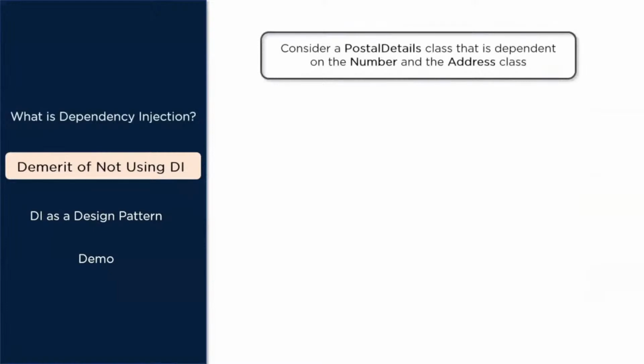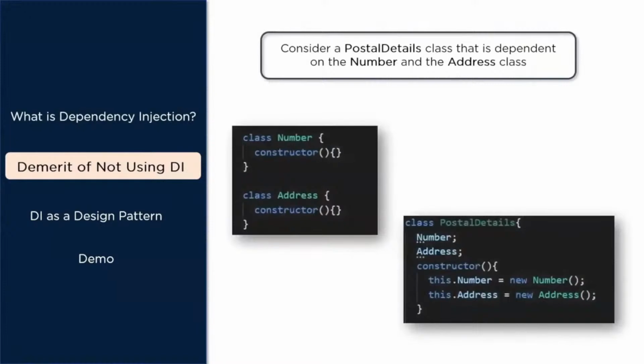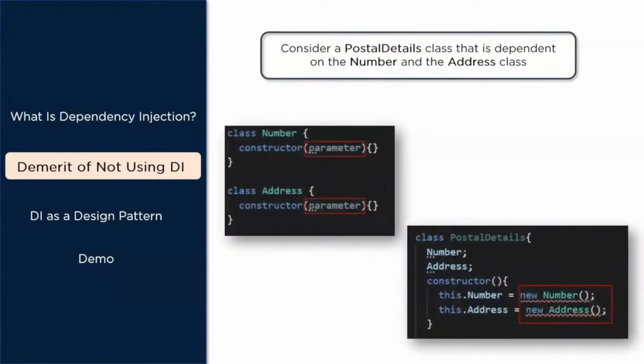Now let's consider a class PostalDetails that is dependent on the Number and the Address classes. In the PostalDetails class, the constructor creates copies of Number and Address. So when you instantiate a new PostalDetails class, the constructor instantiates a unique Number and Address. Now, although this looks simple, there's a problem with this code. Let's assume that the Number and Address class constructors now accept parameters. When we change the Number class, the PostalDetails class gets broken.